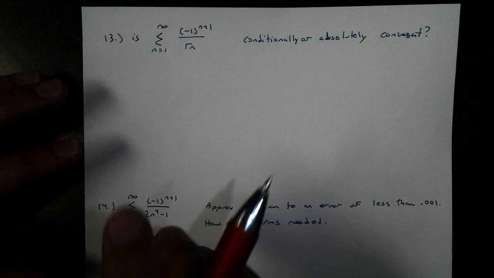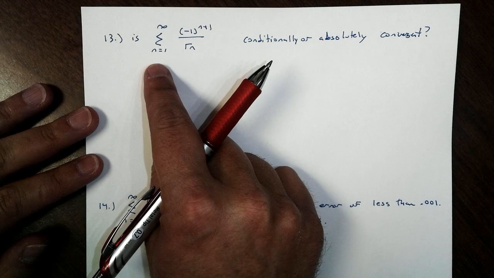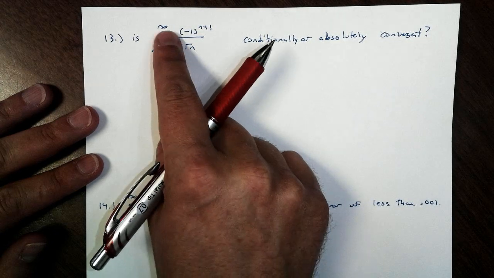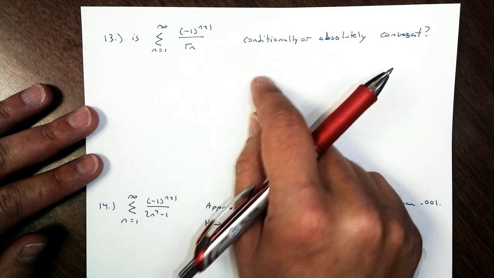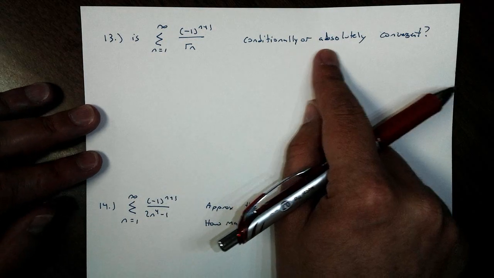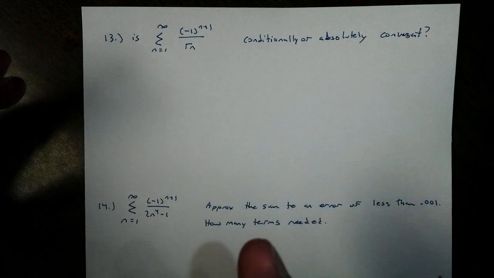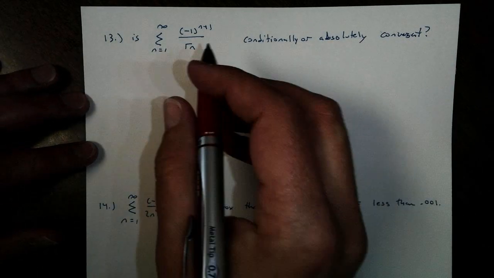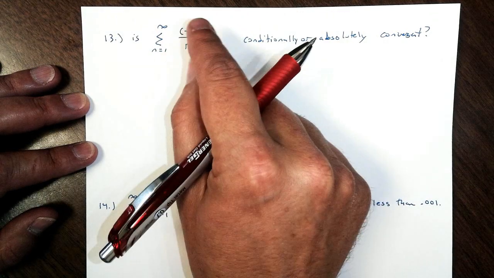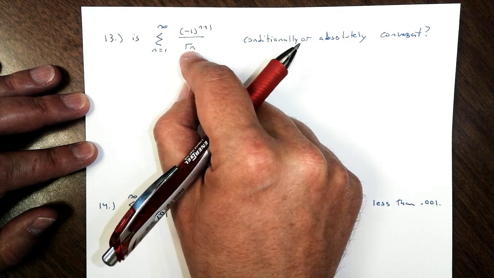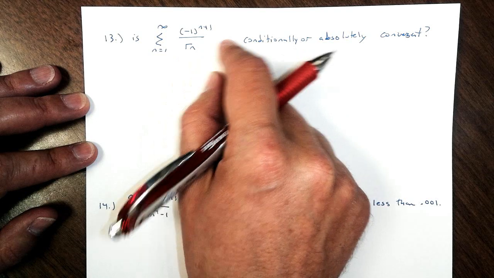Alright, so for question 13, we're given this series right here. N goes from 1 to infinity. It's an alternating series over root n. We want to know if this is conditionally or absolutely convergent. Well, the first thing we should do is just make sure it converges. So that's pretty easy to do. This is an alternating series. If I took the limit as n goes to infinity, it will go to 0, and it's decreasing.